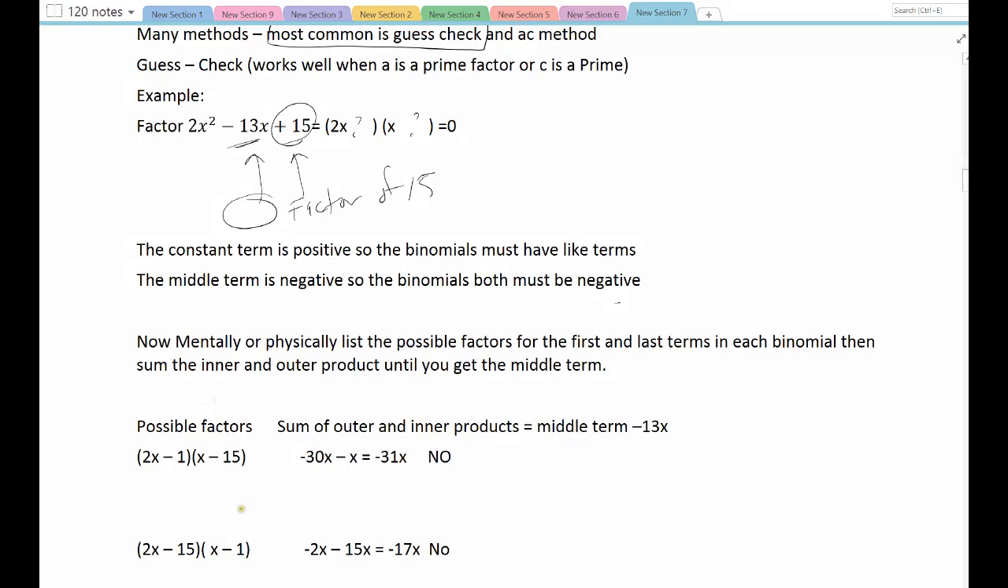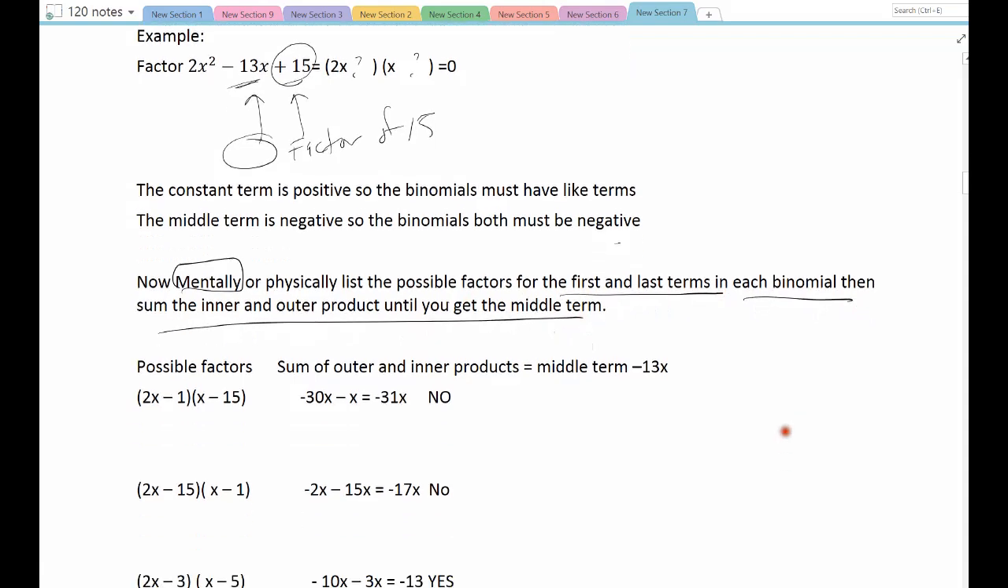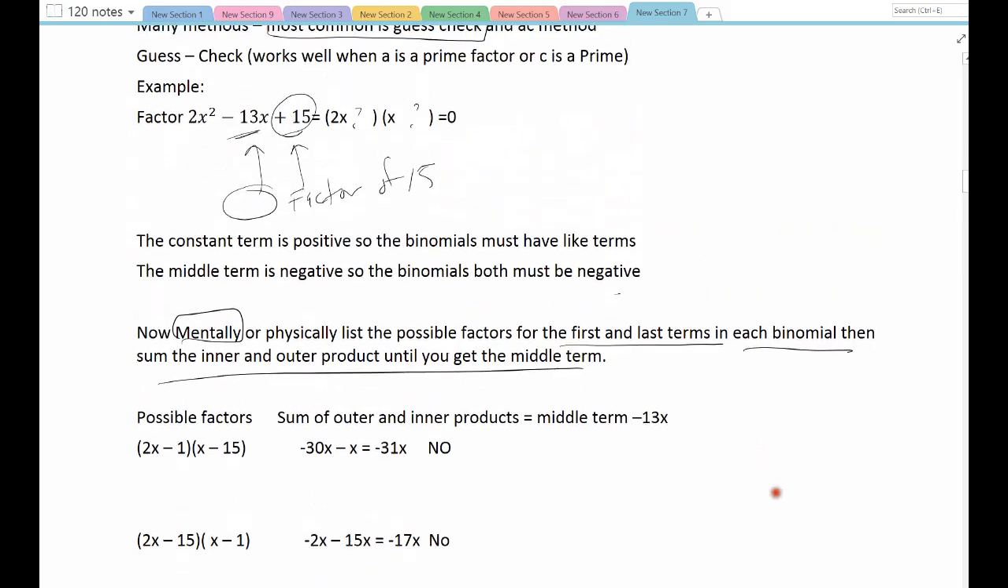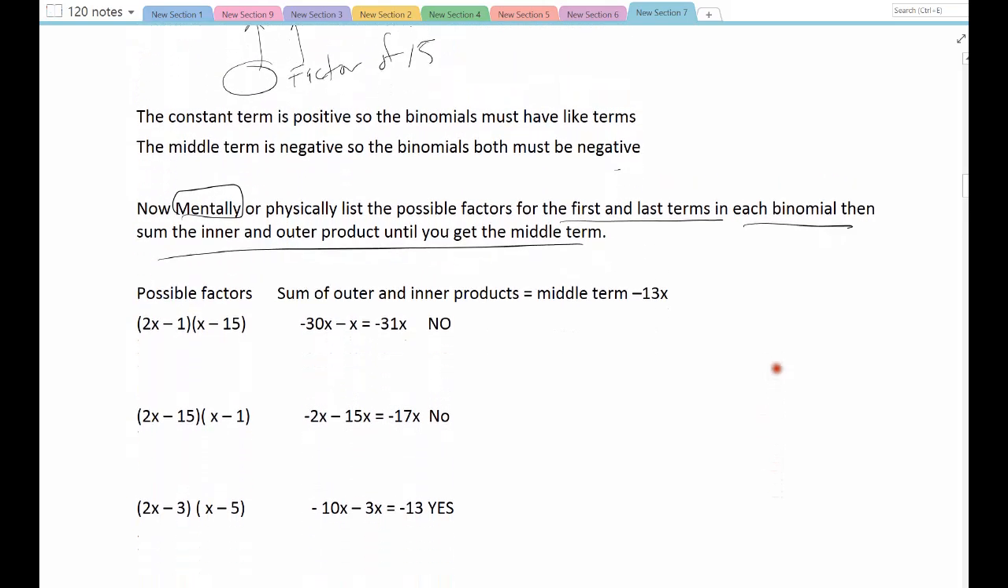Alright, so I did a physical list, but you can also do this mentally. The possible factors of the first term and the last term, for each binomial. I've already got the first term as x times 2x, and then I've got to split 15 up. I know 15's got to be split up into negatives. So one way to split it up is negative 15 times negative 1, which gives me my 15.